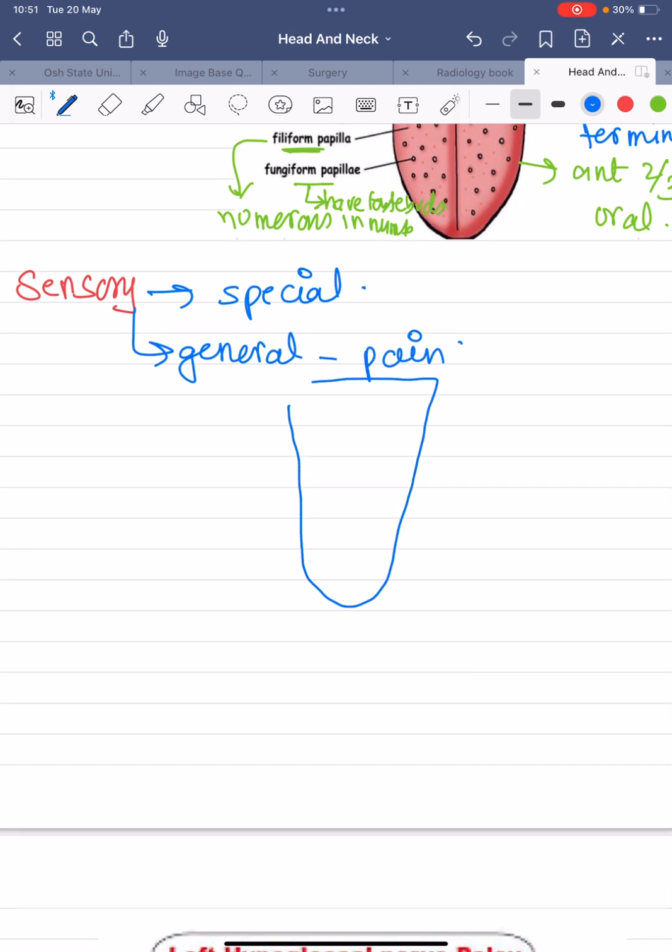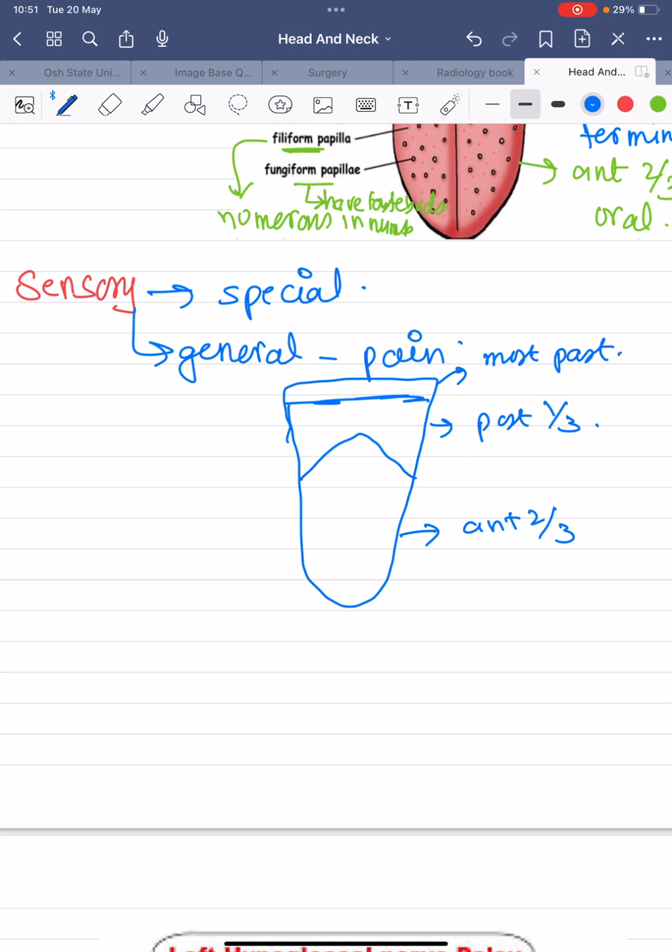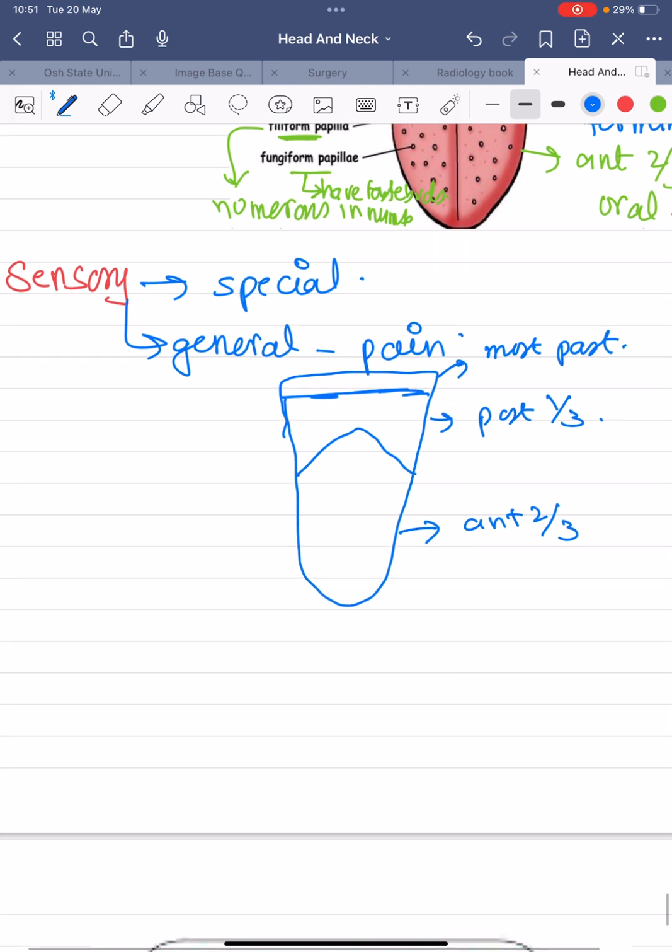For example, if this is the tongue, this is your sulcus terminalis, this is the anterior 2/3 part of the tongue, this is the posterior 1/3 part of the tongue, and this is the most posterior part of the tongue. Now when you divide the tongue into these parts, I will divide this tongue into portions.